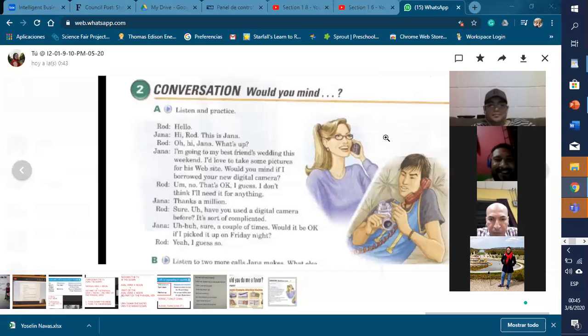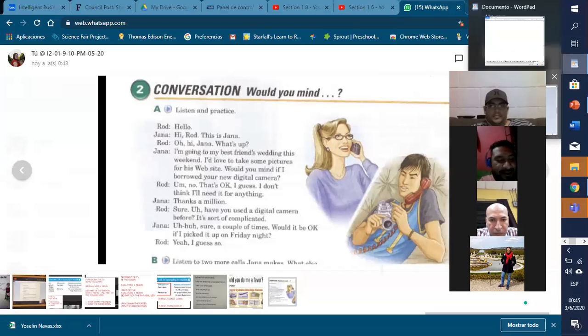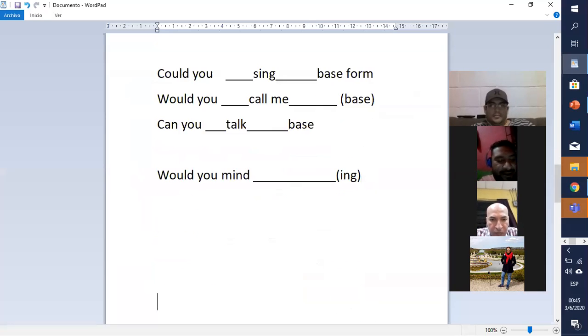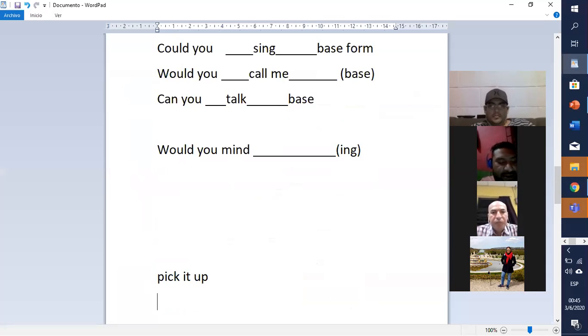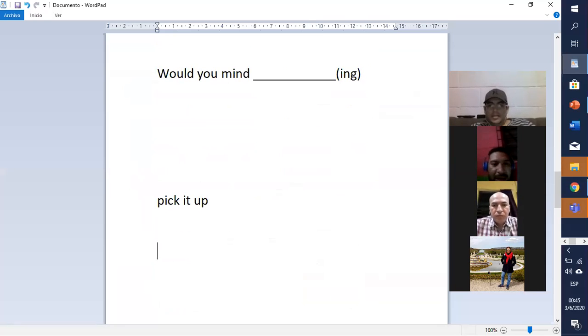Yeah, this verb's in the past, guys. It's picked it up. Look. This is pick it up. Say it. Pick it up. But this is picked. Pick like this. Picked. So it sounds like picked. Picked it up. Yes. Would you mind if I picked it up?